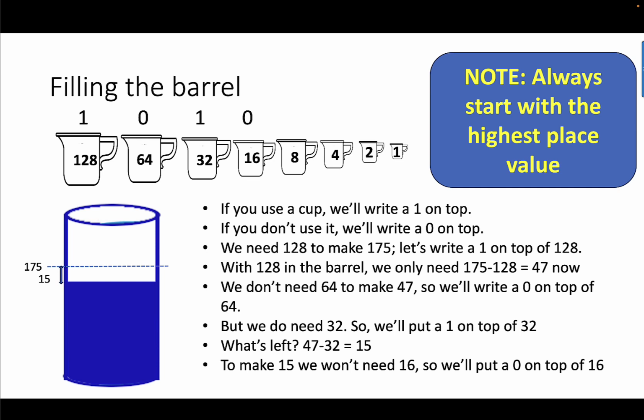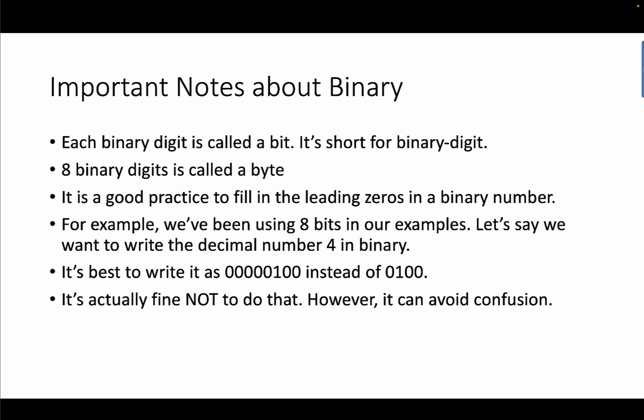Now, as you can see, I've run out of space on this slide. But if you look at the remaining cups, you'll see that you'll need a 1 in each of those cups to make 15. So let's just jump to the end there and see that if we use this pattern of the cups, 1, 0, 1, 0, 1, 1, 1, 1, we will have achieved filling the barrel to 175 ounces. This is our binary number, 1, 0, 1, 0, 1, 1, 1, 1, that equals 175 in decimal.